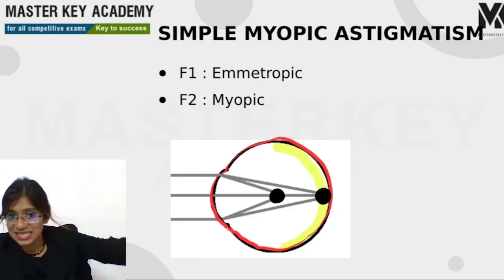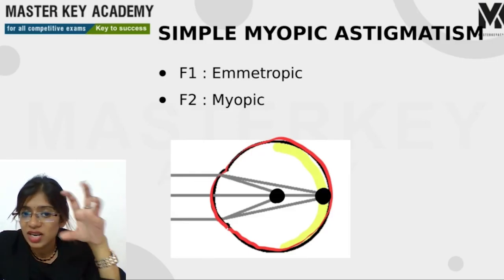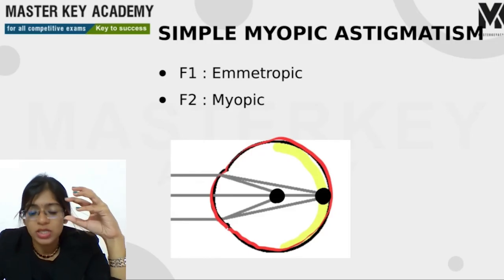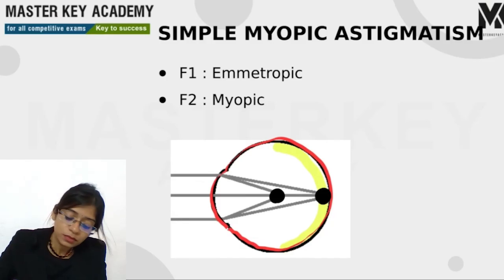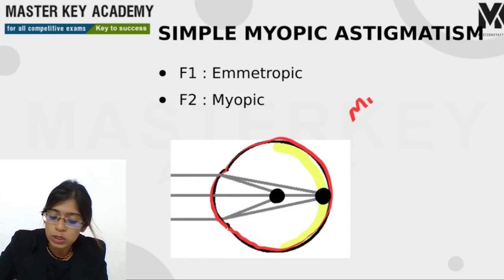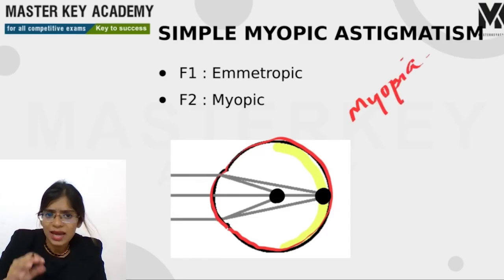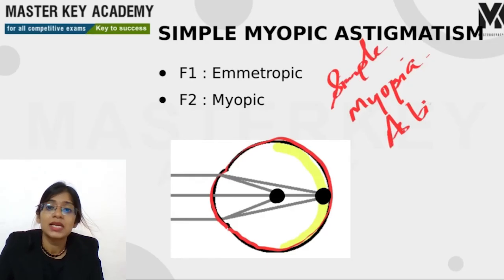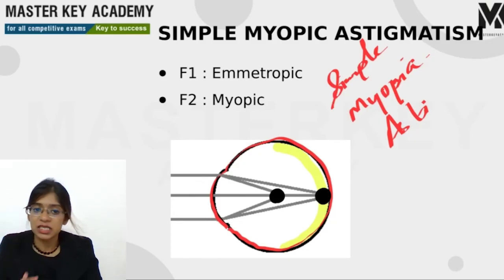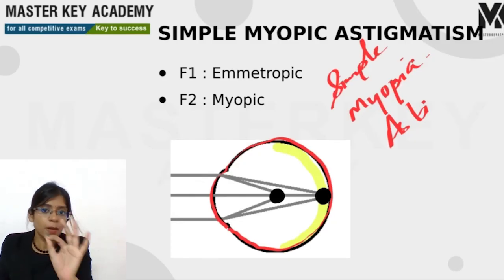In some patients with astigmatism, two focal points, two images will form instead of one. Some light rays will converge and form an image in front of the retina, and some light rays in the same eye will converge onto the retina. If the light rays are converging in front of the retina, I will call it myopia. And some light rays are converging onto the retina also. So this condition I will call simple myopic astigmatism. When you learn the other types of astigmatism, it will become much more clear. This is a case of simple myopic astigmatism.